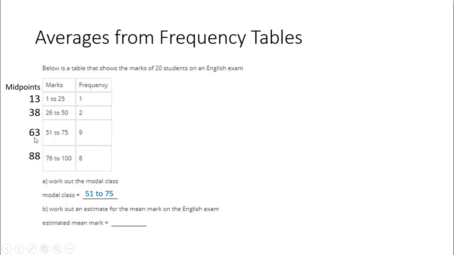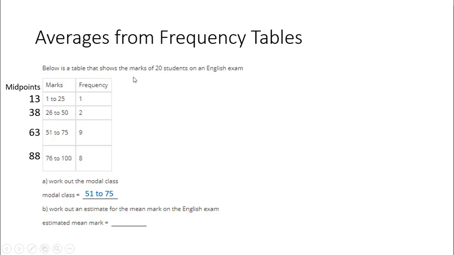These are my midpoints, so I'm going to assume that this one person scored exactly 13, while these two people both scored exactly 38. I'm estimating, I'm guessing, because I don't know exactly what they scored. That's why this is an estimate for the mean, but we are still calculating it as accurately as we can.